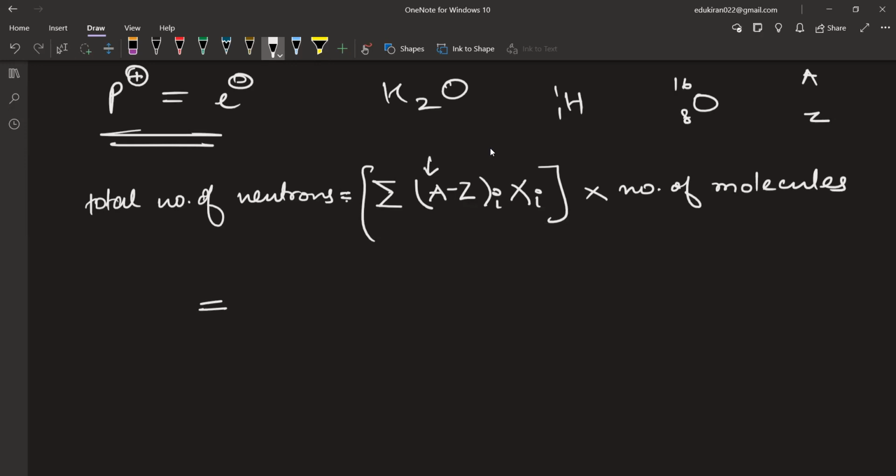What is the atomic mass of hydrogen? It is 1 minus. Atomic number is also 1. And how many times hydrogen is present? It is present 2 times. Plus. This is one thing that I have got from hydrogen. Plus, I will then again put in the oxygen atom.